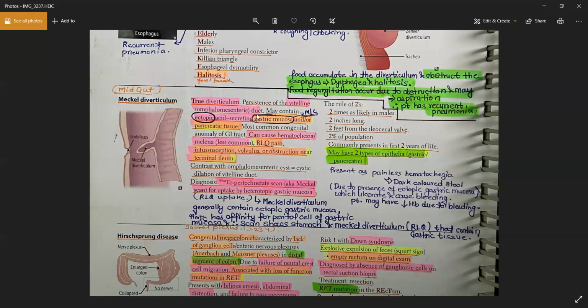Okay, and what does this duct do? Does anyone remember the function of the omphalomesenteric duct? What does it do? No one?